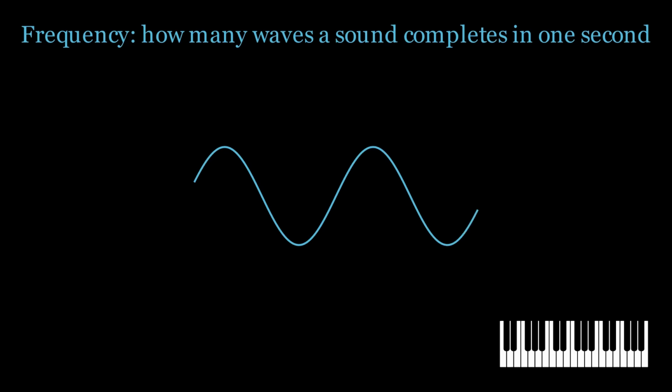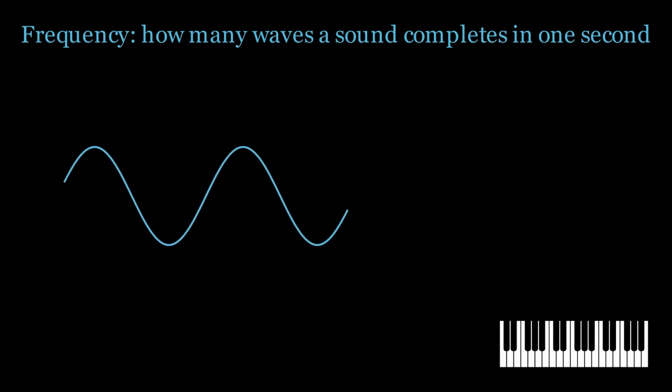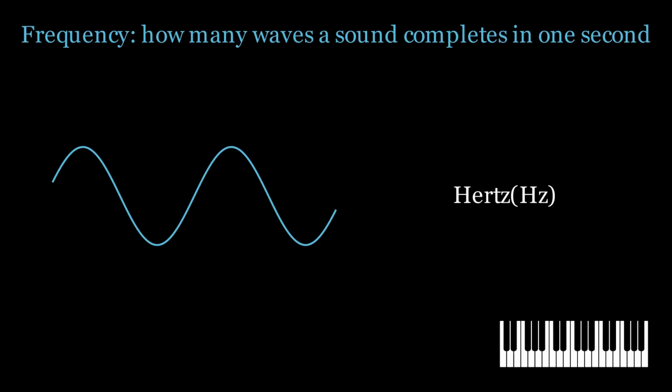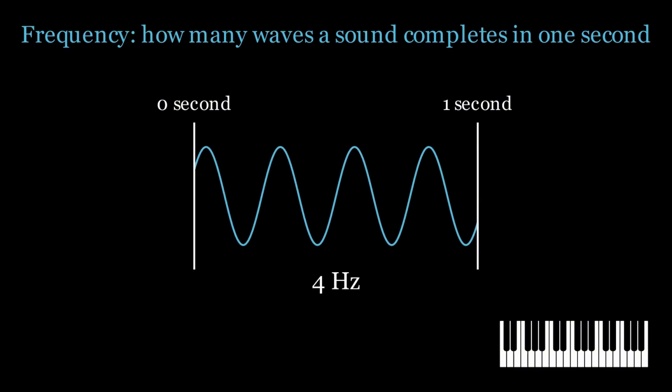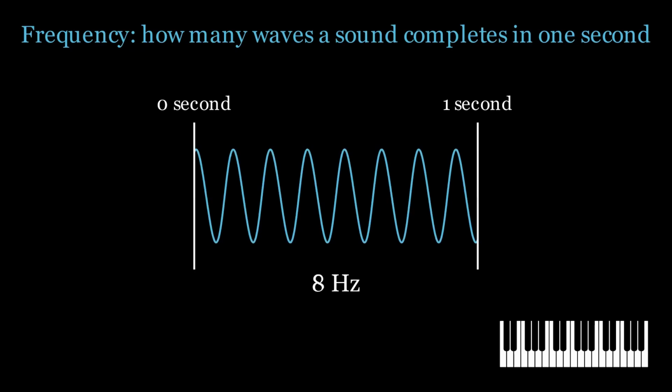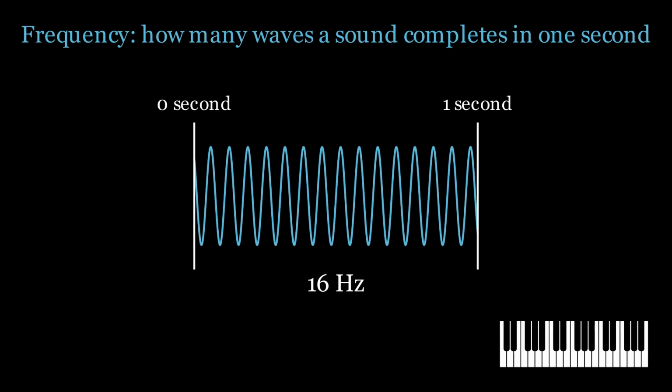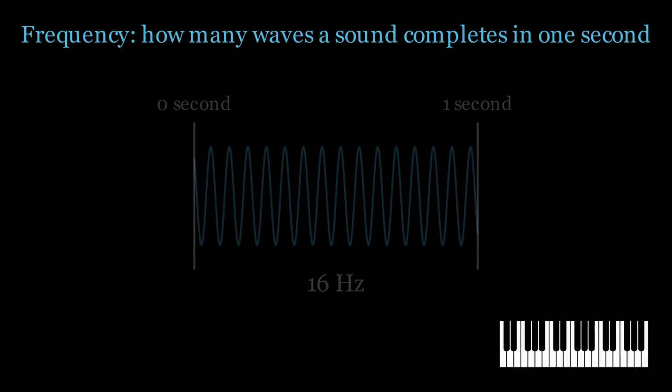Moving on, the frequency tells us how many waves a sound completes in 1 second, measured in hertz or Hz. More vibrations means a higher frequency, therefore a higher pitch. For example, this is 2 Hz, 4 Hz, 8 Hz, and 16 Hz, representing 16 waves completed in 1 second.